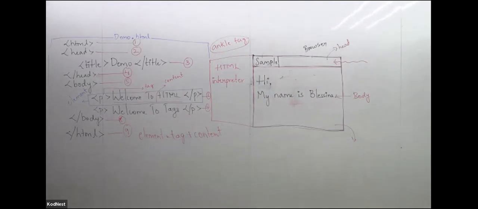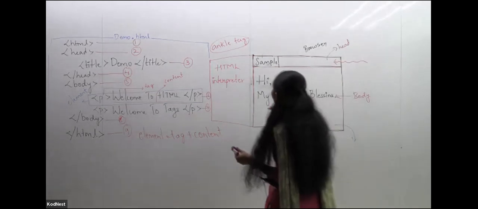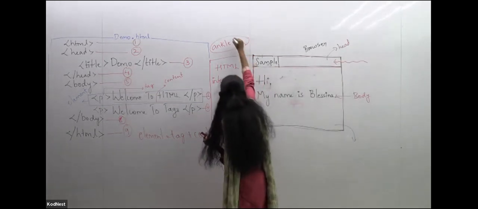Why? Because sometimes you will say ankle, but many people follow the spellings itself rather than the pronunciation, because in a few of the names there will be some silent letters. So that is why I have given it again. See, ankle tag. See, ankle brackets. Ankle brackets.